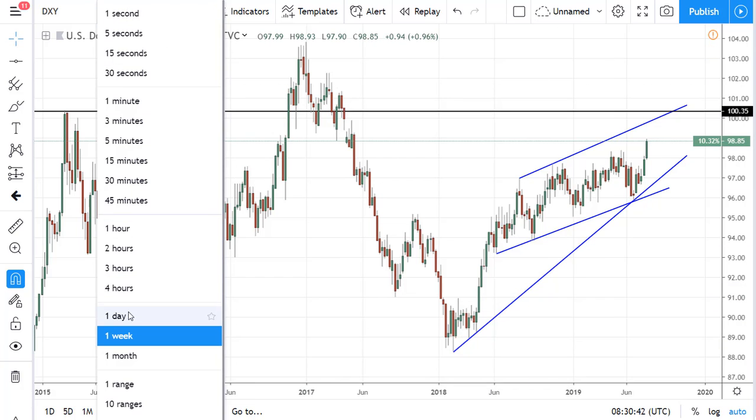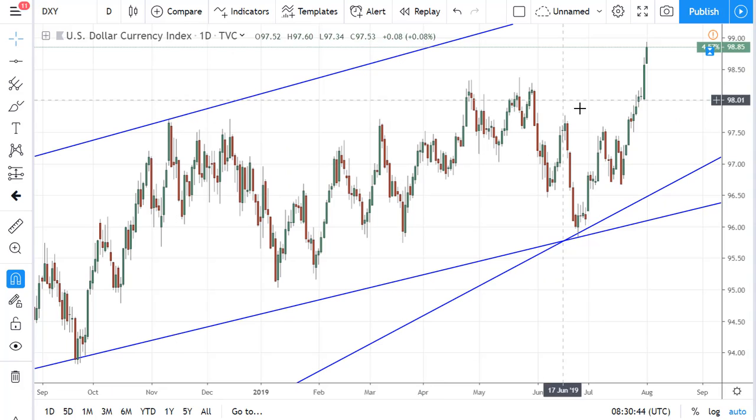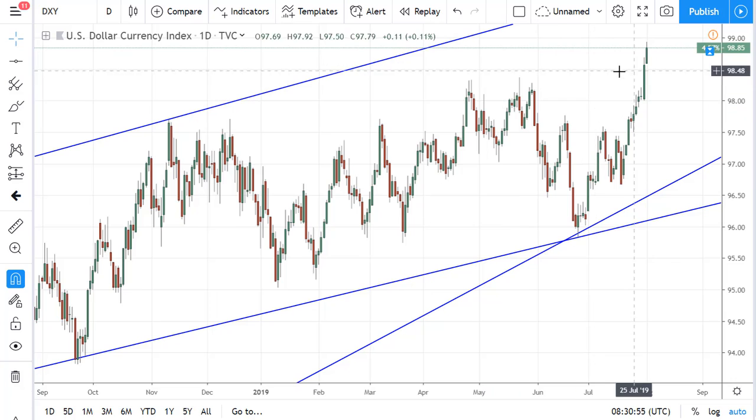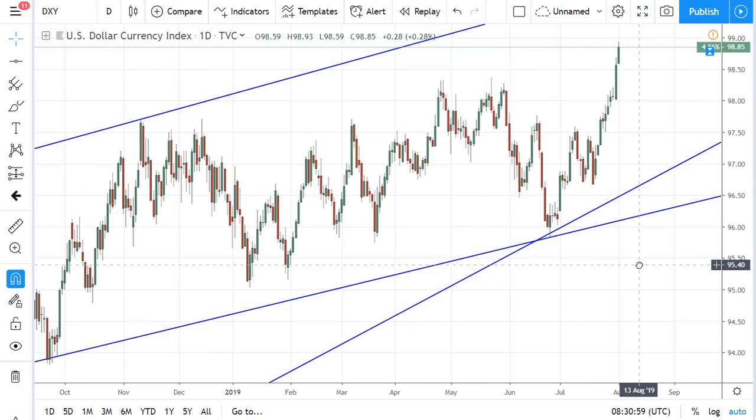Let's get down to the daily chart. Of course, yesterday's FOMC. This is a news-driven move. It broke through this support resistance quite easily. So again, it's a news-driven move. That's what's going on at the moment.